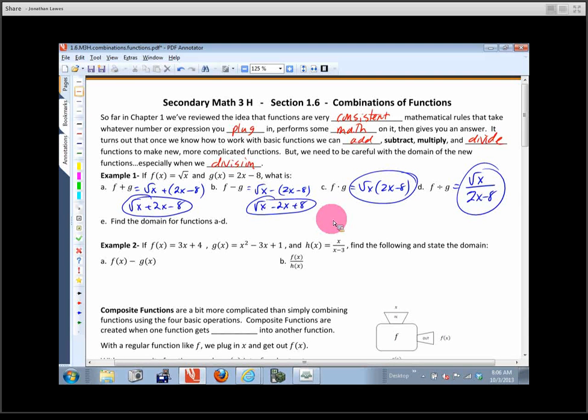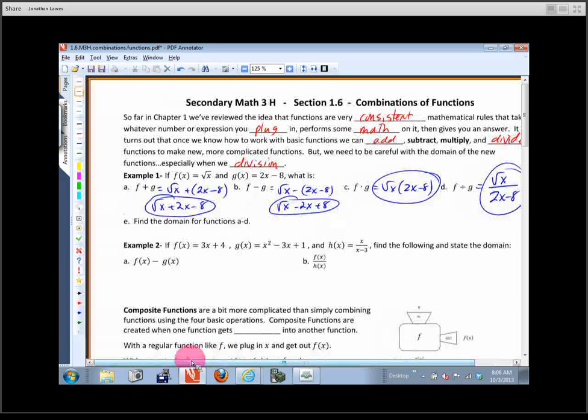Okay, pretty easy, right? Now let's come back and let's talk about the domain. So I'm going to change colors here, and let's think about the domain. Can you plug anything you want into this one? Yep, the domain for this one is all real, so it's negative infinity to infinity. What about this one right here? What about the square root function? Just 0 and forward, right?